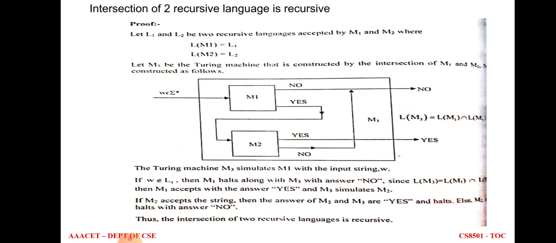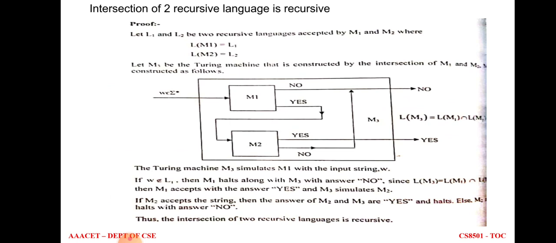So consider two recursive languages, L1 and L2. L1 is accepted by M1 and L2 is accepted by M2, which can be written as L of M1 is equal to L1 and L of M2 is equal to L2. This means L1 is accepted by M1 and L2 is accepted by M2. The sentence can be written in this format. Now the construction of the intersection of M1 and M2.